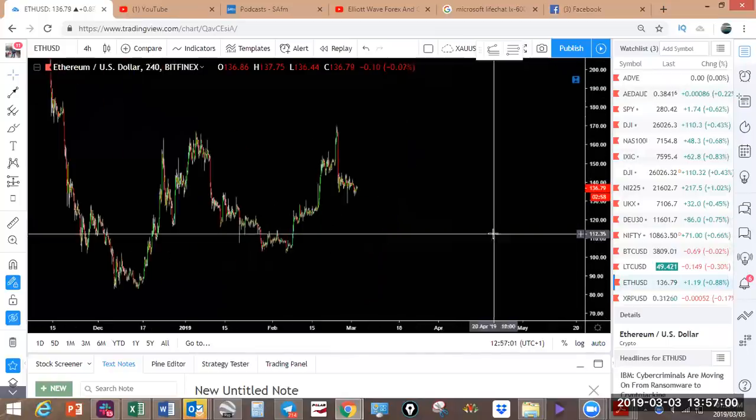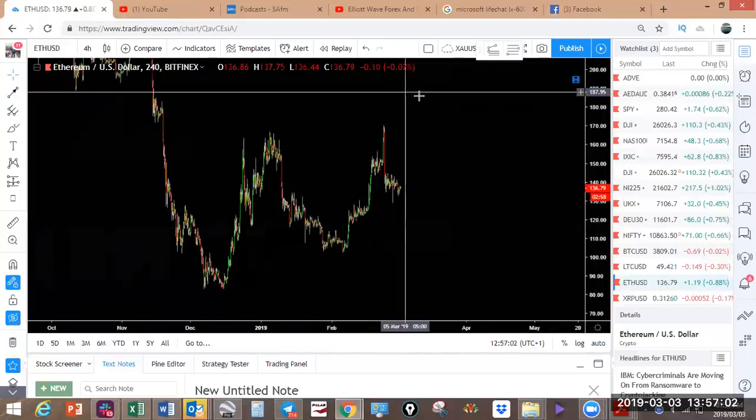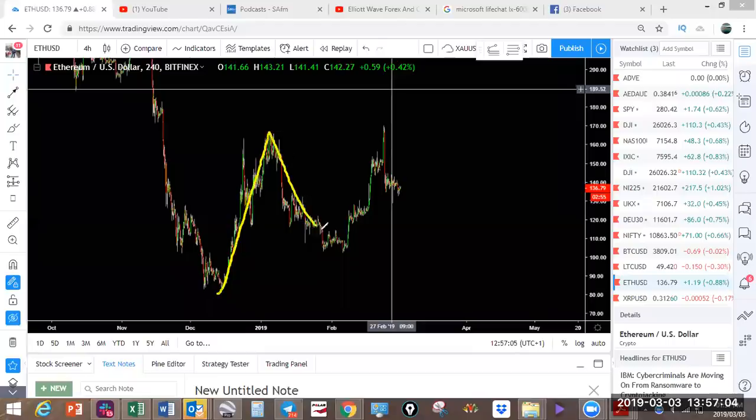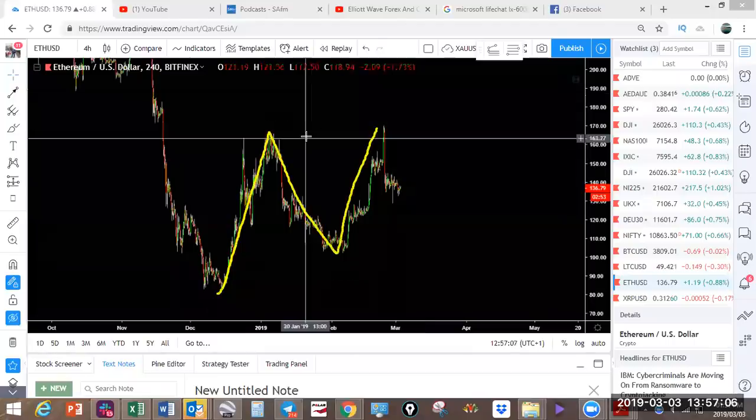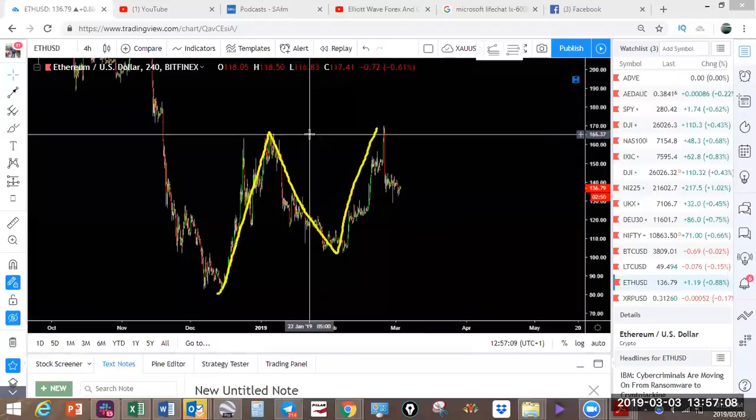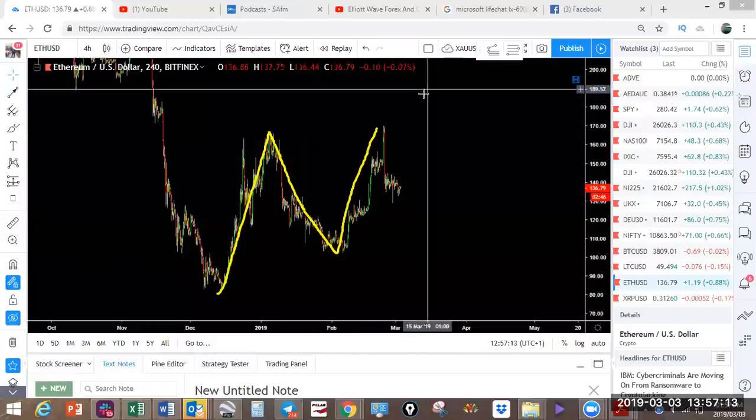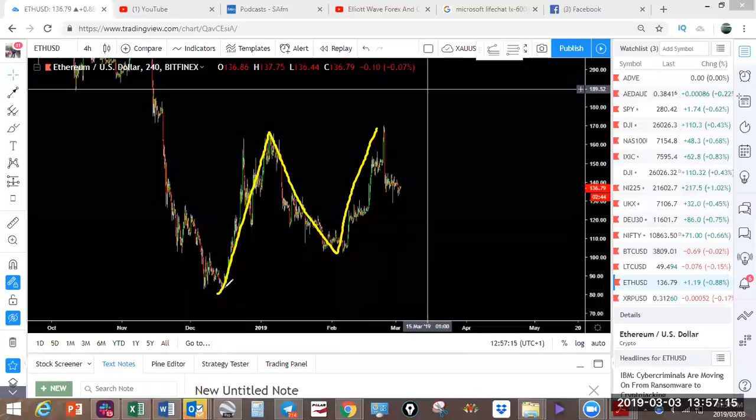Ethereum is similar to Bitcoin. The difference between Ethereum and Bitcoin is that Ethereum has broken the previous high. Bitcoin did not. That's why we invalidated that structure. It does not exist. But even here, there is no such structure that you find in the Elliott wave theory that looks like this. You don't find this structure.